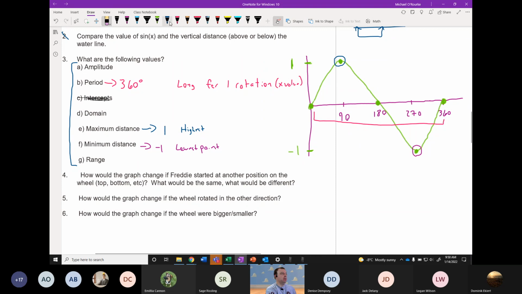Now amplitude is from middle to top. Okay, from the middle to the top. So my amplitude in this case is 1. Because from the middle of my graph to the top is 1.